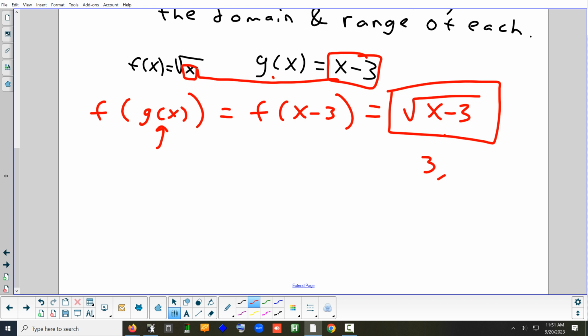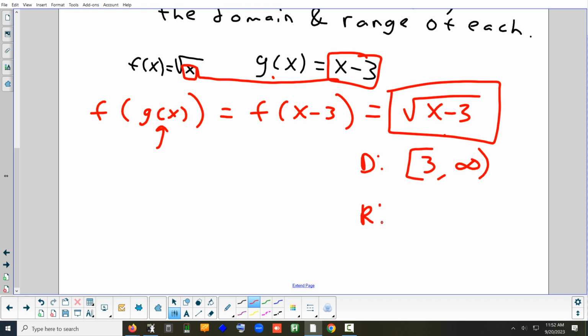So I still need to finish my domain though. 3 is the lowest value. What's the highest value? Infinity. We need a parenthesis there, and we need a bracket there. That's your domain.